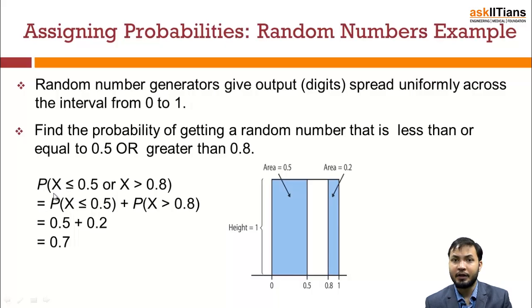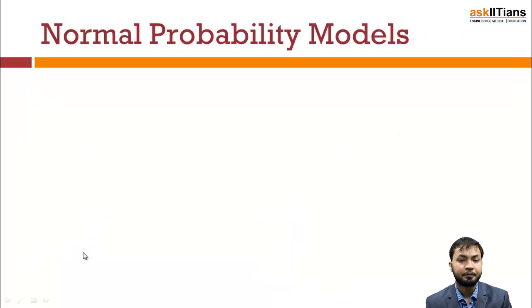Now to define it mathematically, we see that P(X) has to be less than or equal to 0.5 or greater than 0.8. So to get that, the occurrence is reduced to 0.5 plus 0.2. So the net probability would be 0.7, or 7 by 10.